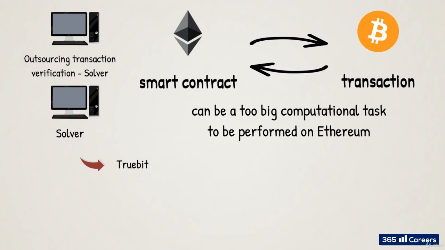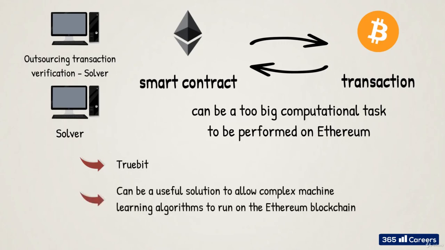In case there is a difference between the results obtained by the solver and the challenger, they are required to identify the exact operation which causes the disagreement. This should narrow down the computational work to a small task that can be performed on the Ethereum main net, and that would clearly show where the truth is and which one is the correct result.